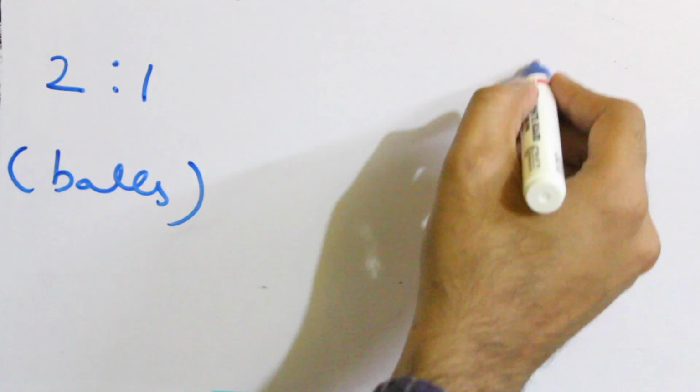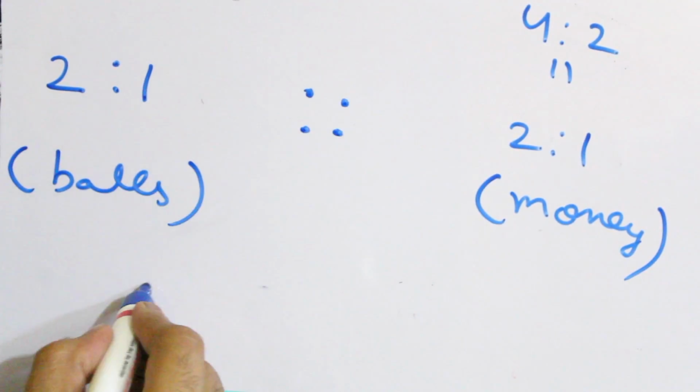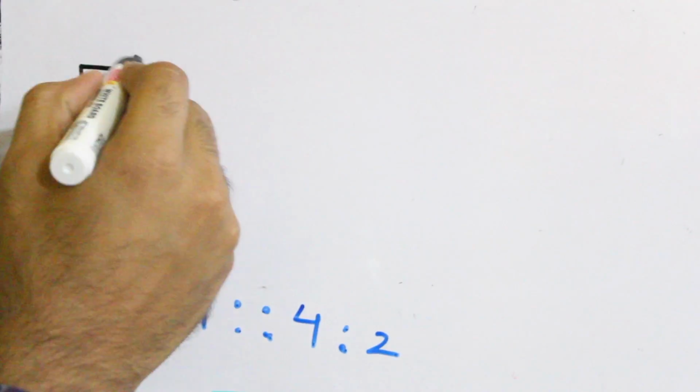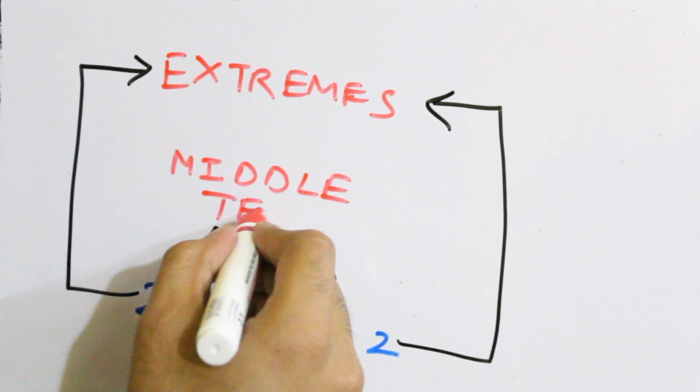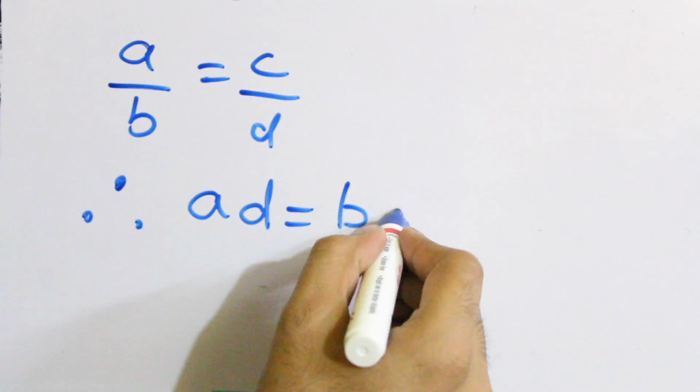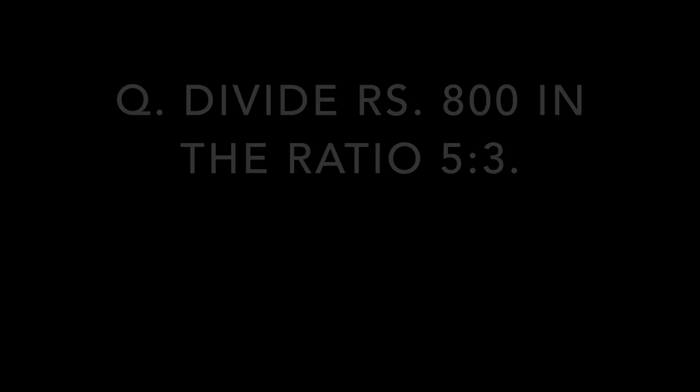The ratio of balls is to the ratio of money: 2:1 is to 4:2. Here A and D are called extremes, B and C are called middle terms. Because of proportion, A by B is equal to C by D and hence AD is equal to BC. Let's move to the questions now.